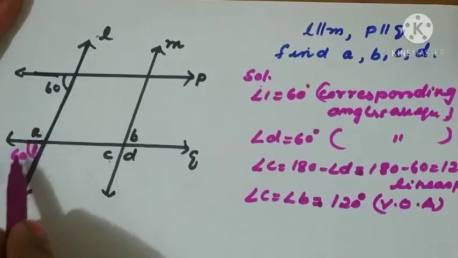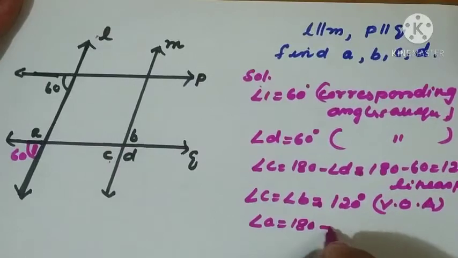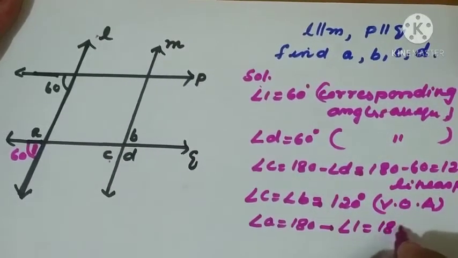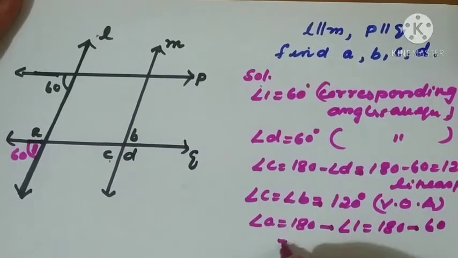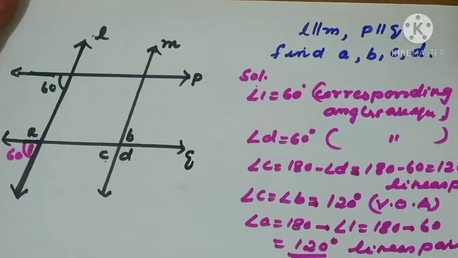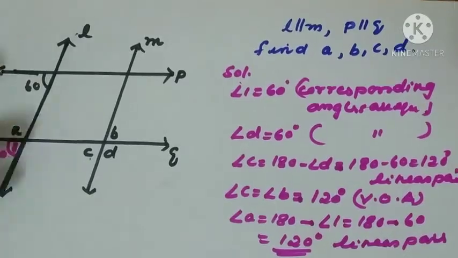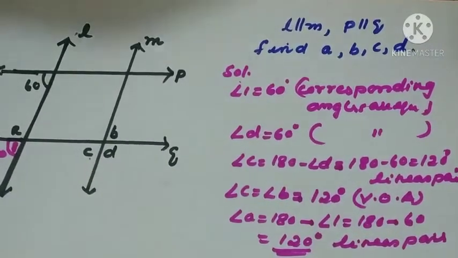Now what about A here? Angle A equal to 180 minus angle 1, 180 minus 60, again it is equal to 120 degree, linear pair. So these are the points. Now when we are solving this type of sums, many methods you may get, based on the 3 properties only we are using. So whatever properties you are using, you must write the correct reasons. That's all.